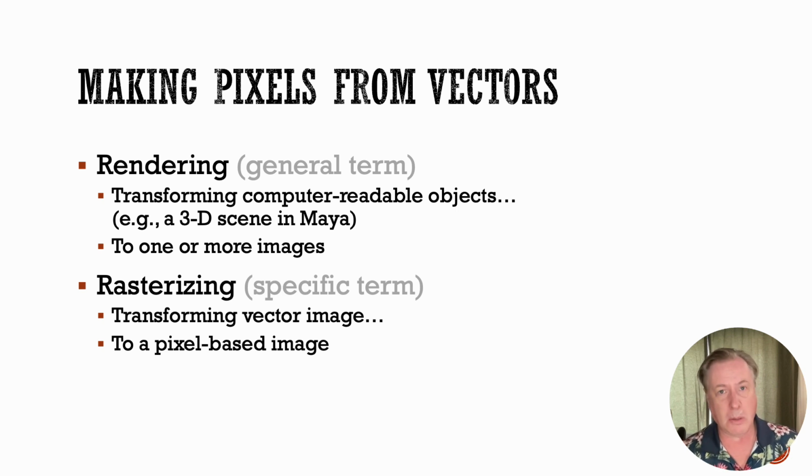The term that we use more often in Photoshop is called rasterizing. And that's a specific term that means transforming a vector image into a pixel-based image. And that's what we do in Photoshop. And even if you have type and a shape that is created with vectors and you don't have any pixel elements in your PSD file, when you go and put that in InDesign and send it to the printer, what's going to be sent to the printer is pixels.